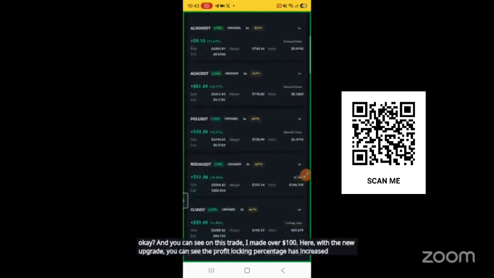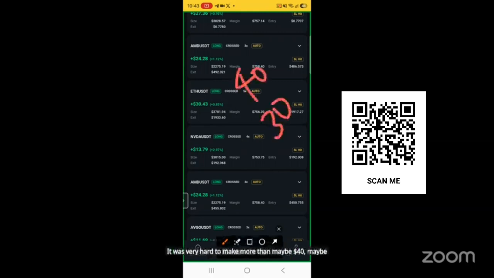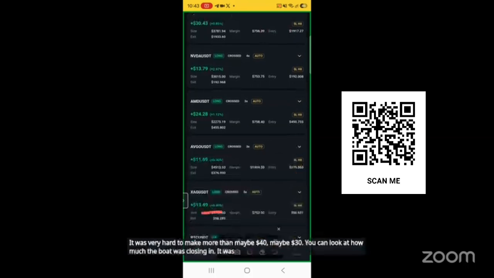Actually, with the new upgrade, you can see the profit lock-in percentage has increased. For example, if we look back, it was very hard to make more than maybe $40, maybe 30. You can look at how much the bot was closing in. It was closing in SL $13, 11, 24, 13, 30.